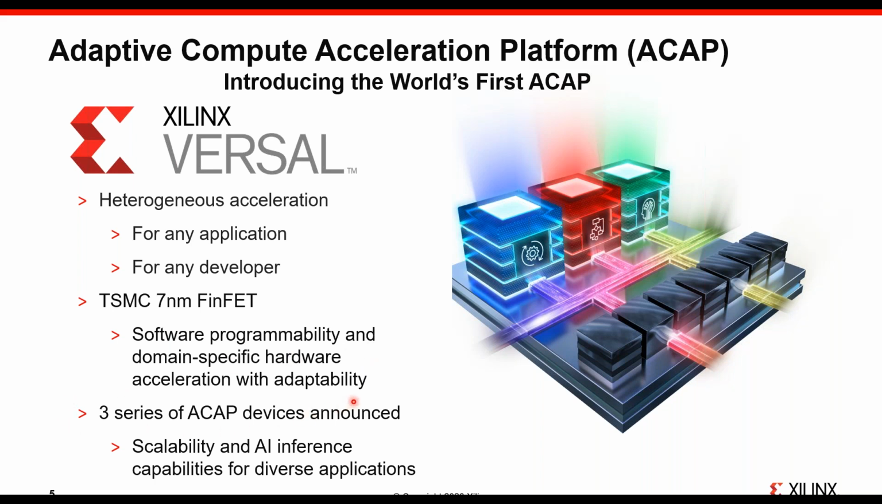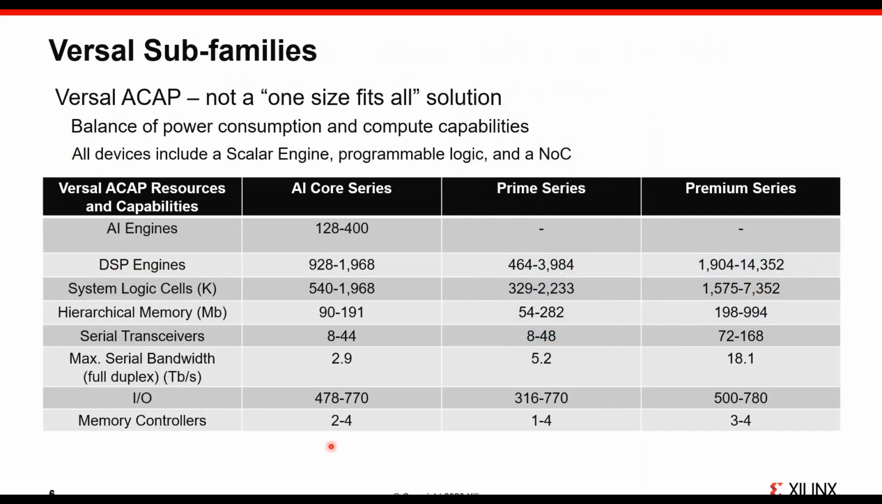When Xilinx released the ACAP at Versal, they announced 3 different pillars, or 3 series of devices. The intention behind that was scalability and AI inference, moving towards what is more necessary for the application I'm targeting. I don't necessarily need everything, and they try to break that up as they always have in the past. There are 3 basic pillars as we work our way through.